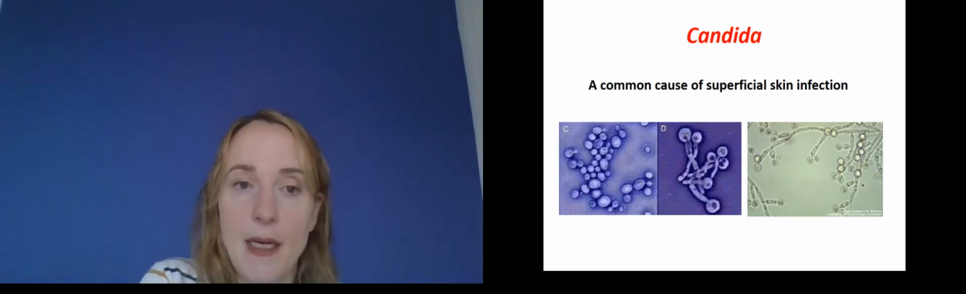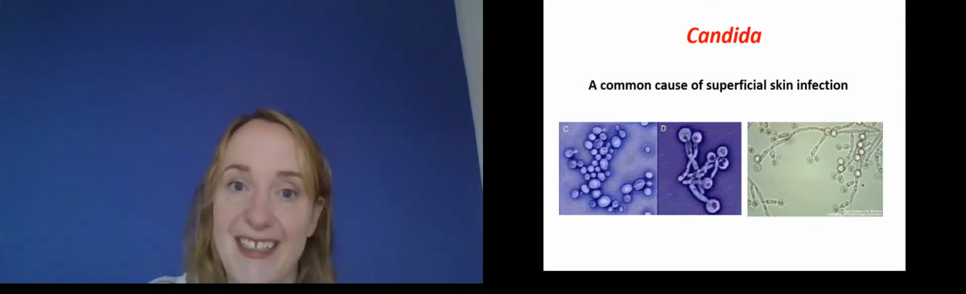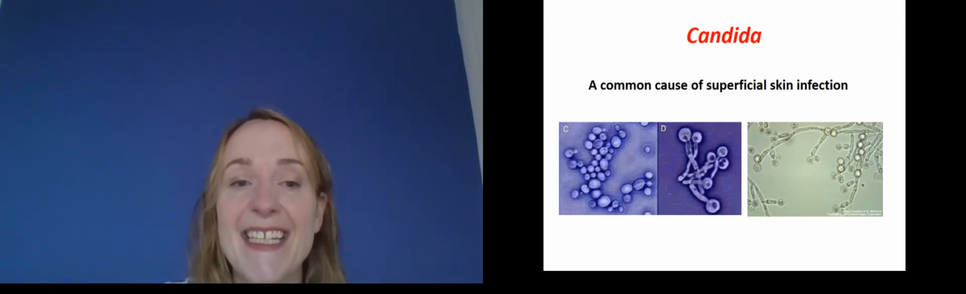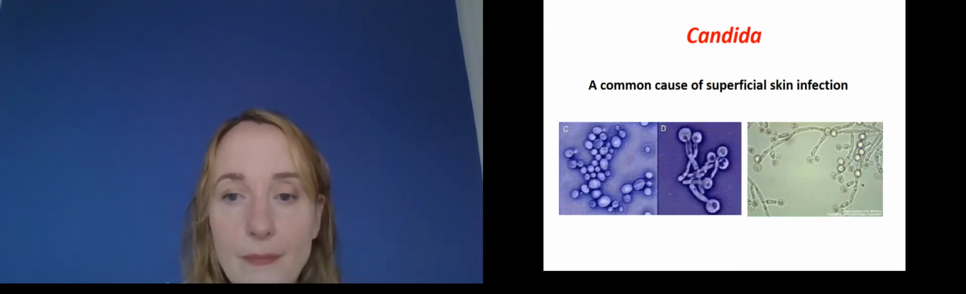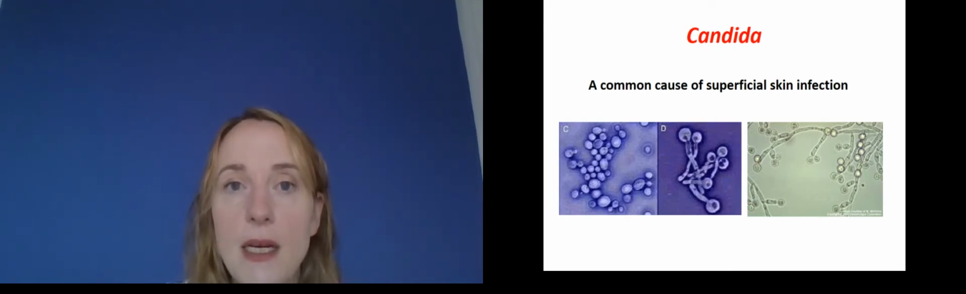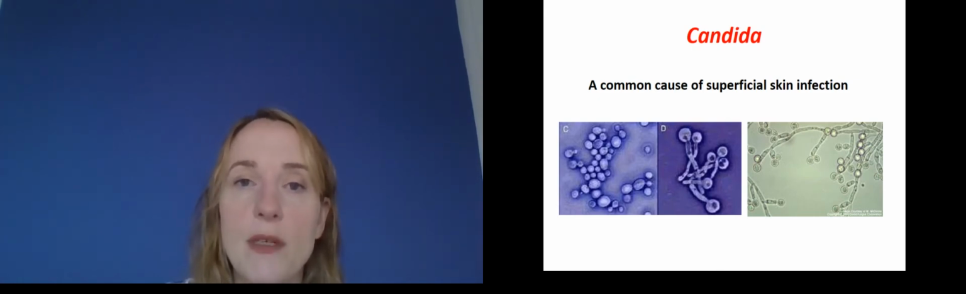So that was tinea. Now we're going to look at my favourite fungus, Candida. Candida is an amazing organism. It's a yeast. So a yeast is a single-celled fungus. Candida is just the perfect pathogen. If you wanted to design a pathogen, you would design Candida. It's got so many interesting features, and it's proved extremely difficult to manage.